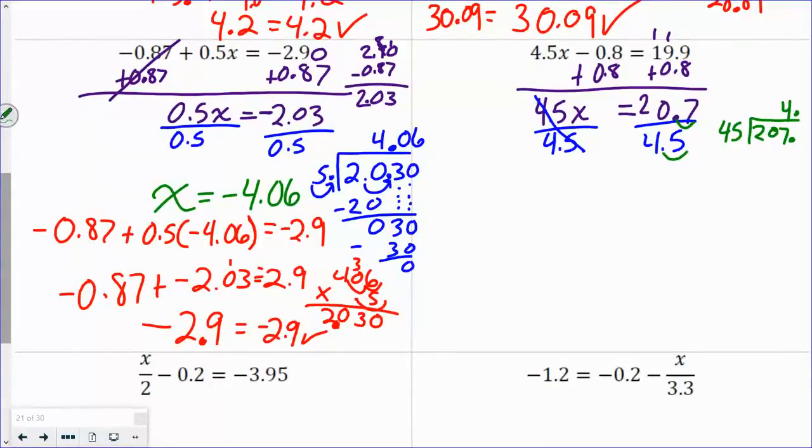Then 4 times 45 is actually 180. Okay, so we have, I'm sorry, lining this up a little bit the best that I can. All right, so then I have 2, 7, and then I have to add a 0. Okay, 45 goes into 270 6 times.